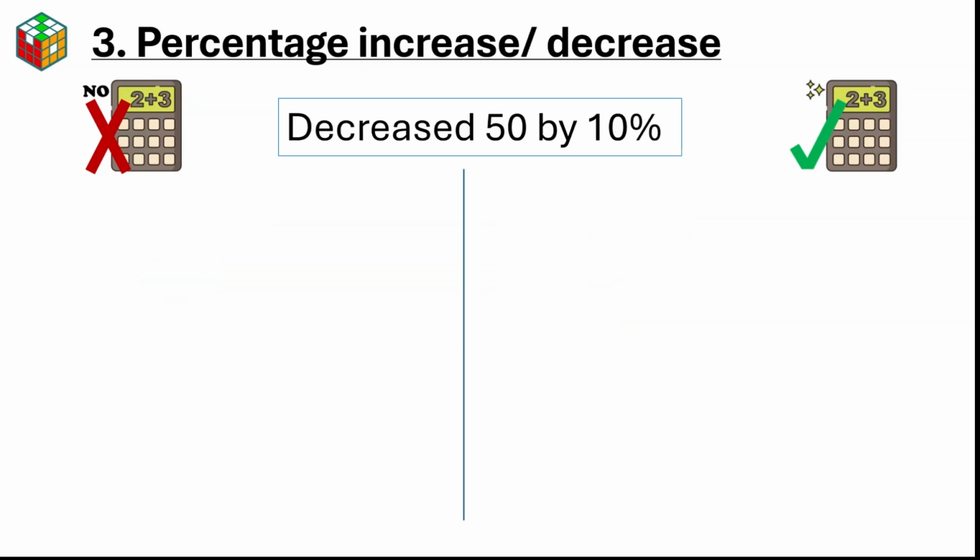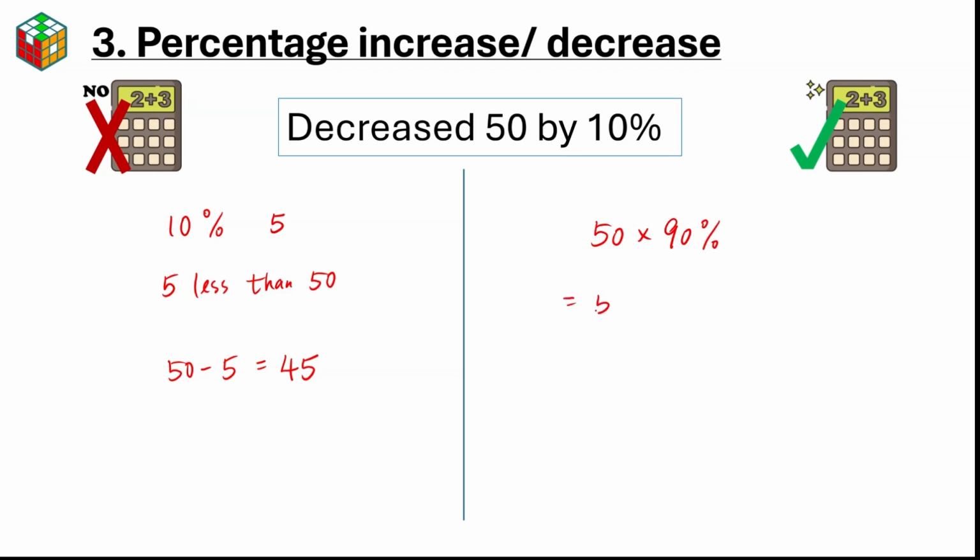Decrease 50 by 10%. So this time, I will need to find out 10% of 50, which is 5. Is 5 less than 50? Therefore, my answer is going to be 50 take away 5 equal 45. If it's in the calculator paper, well, I know decrease by 10% means that I only have 90% left. And 90% as a multiplier is going to be 0.9. 50 times 0.9 is 45. Same as my non-calculator method.